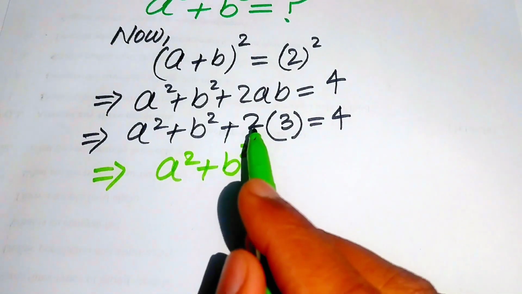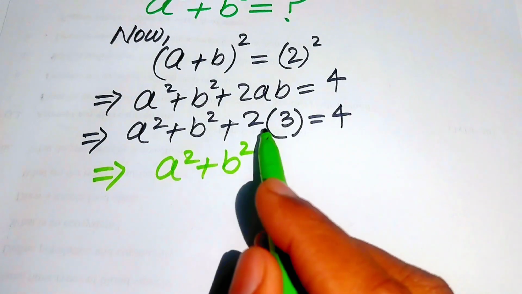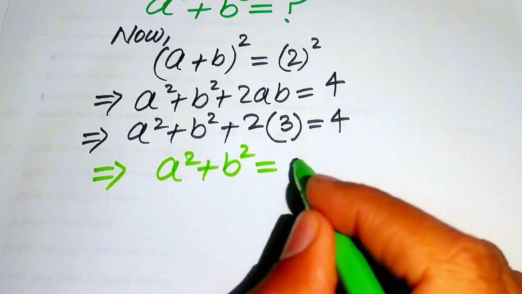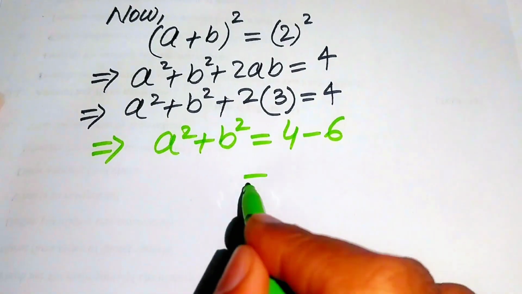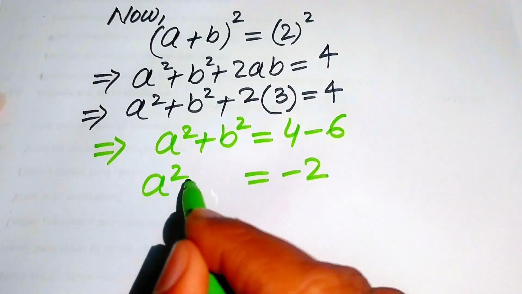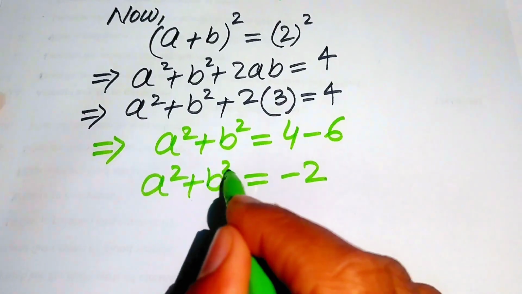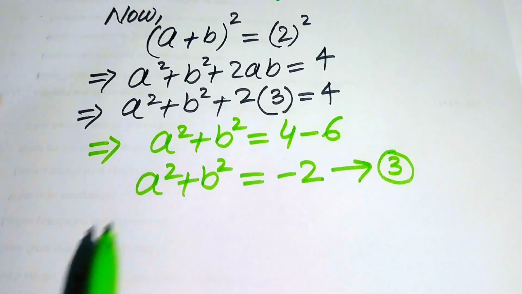So here you multiply 2 times 3 and it becomes 6, and we move this 6 to the right hand side and it becomes 4 minus 6. So 4 minus 6 equals minus 2. This is the value of a square plus b square, and we call this equation number 3.